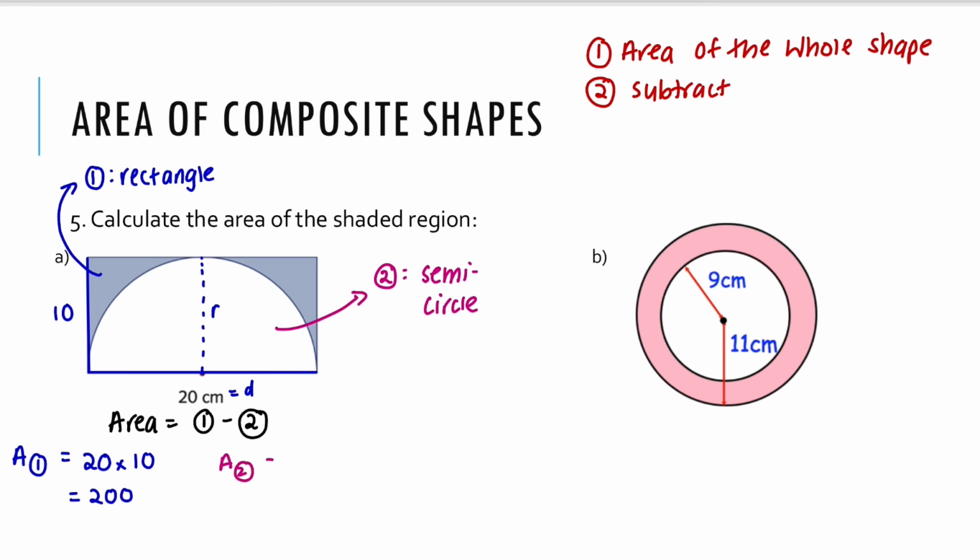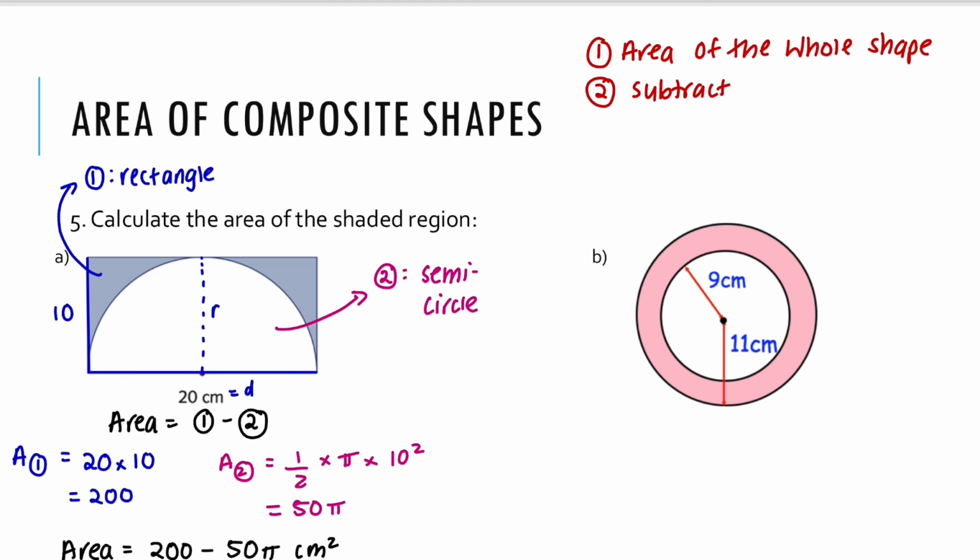Now my next part is to find the area of the semicircle. So our steps are find the fraction. So the fraction is a half. Multiply that by the area of the circle. So pi times the radius squared. So I get 50 pi. So now my area is 200, take away 50 pi centimeters squared.